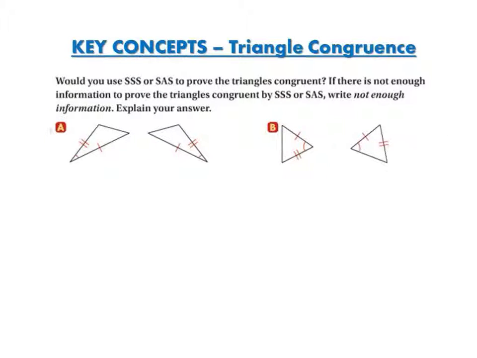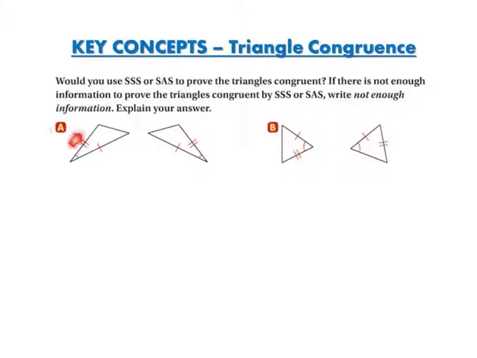Alright, let's look at some triangles. Would you use side, side, side or side, angle, side to prove the triangles congruent? If there's not enough information to prove the triangles are congruent by side, side, side or side, angle, side, write not enough information. So let's look at problem A.